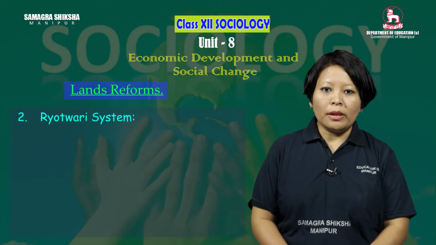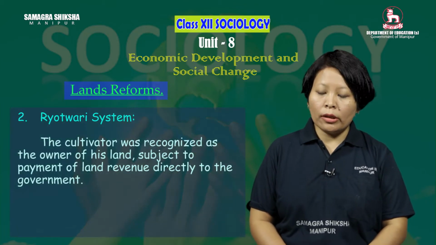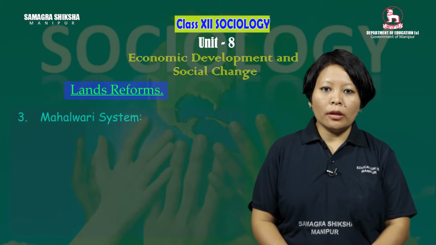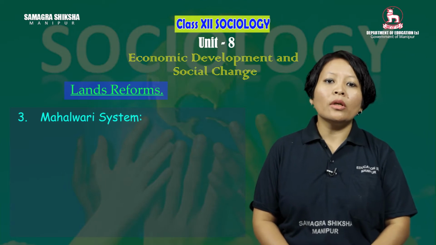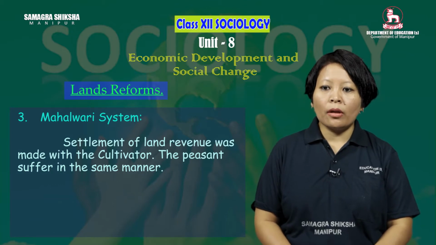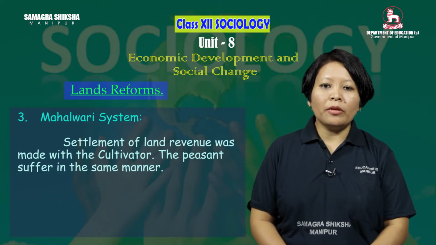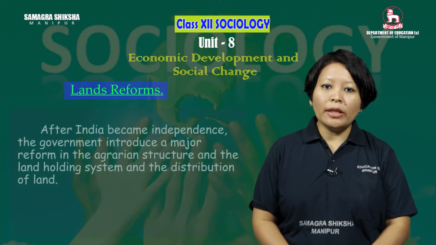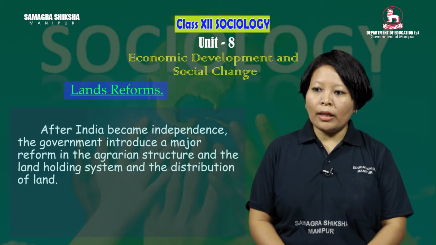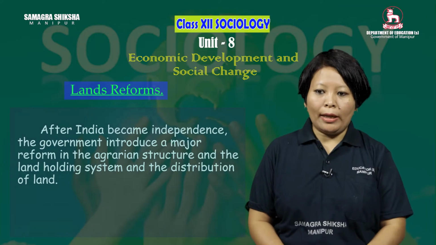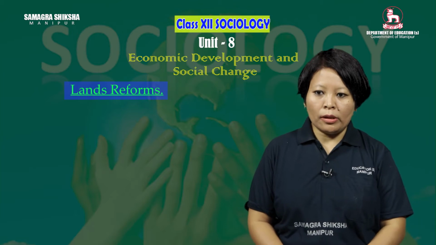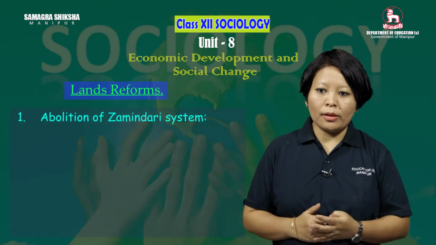Second, the Rayatwari settlement. Here the cultivation is directly linked to the government. Third, the Mahalwari system. It is quite similar to the Zamindari system. The landlord represents the entire village. Here, similarly, the villagers suffered a lot. After India became independent, the government introduced a major reform in the agrarian structure, land holding system and distribution of land. Some of the major land reforms after independence are: number one, abolition of the Zamindari system.